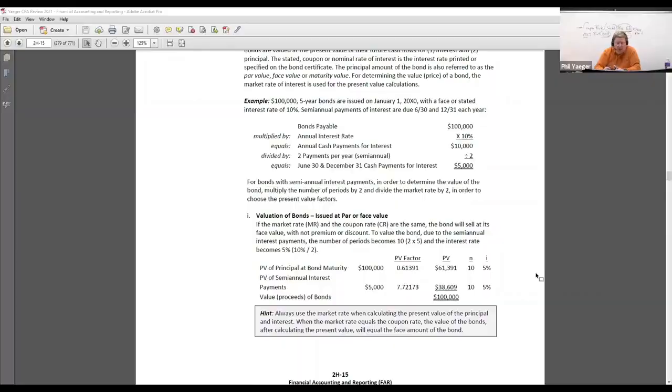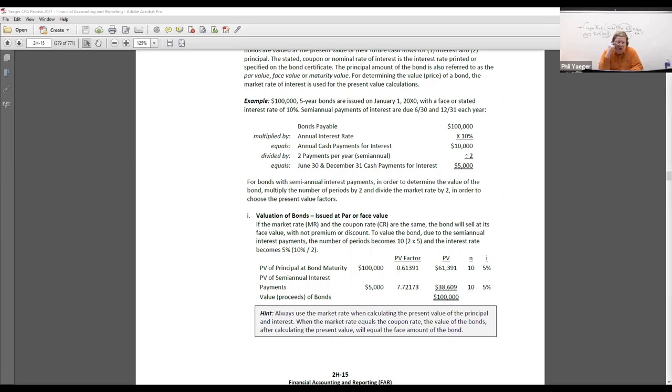Now, the next thing we're promising the bondholder is interest. We're going to make interest payments to them. I forget how many periods it is. Is it 10 periods? Yes. And we take our stated rate. What is our stated rate for 6 months? 5%. So 5% of $100,000 gives you the interest payment.